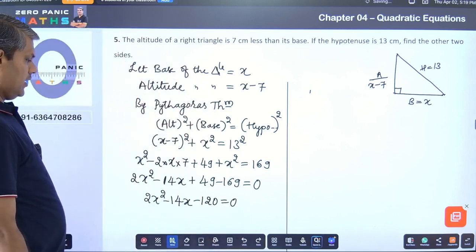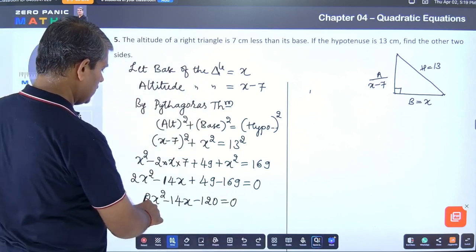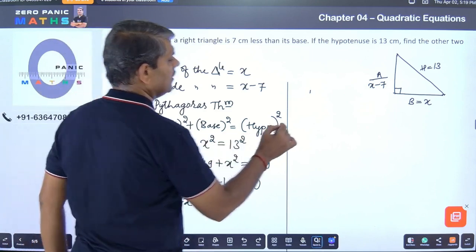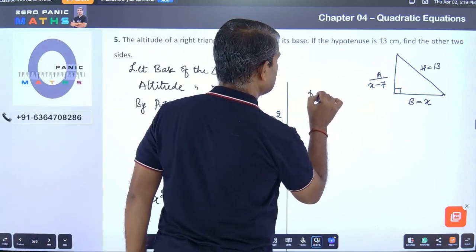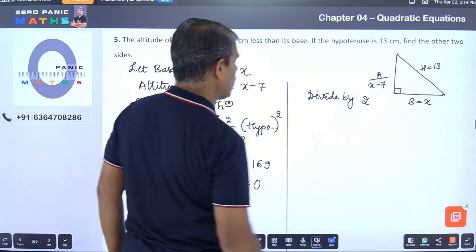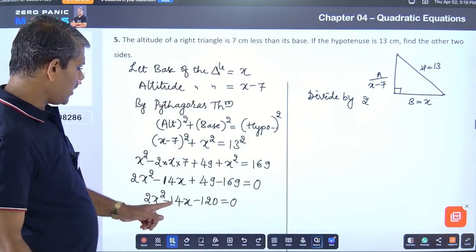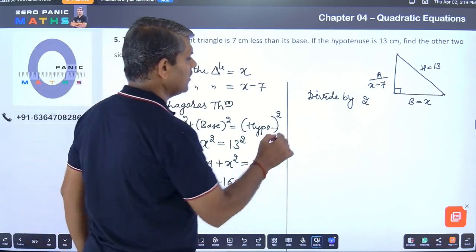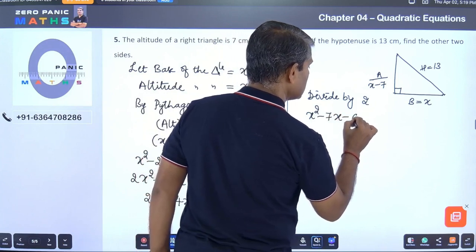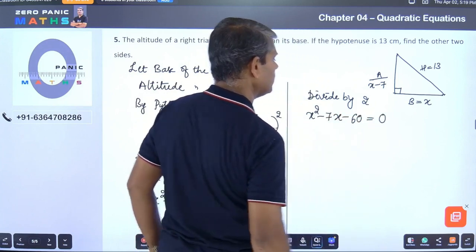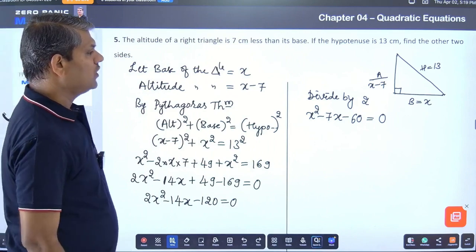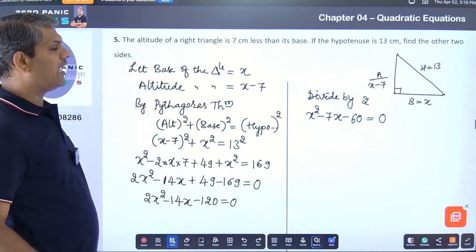Now divide by 2, you will get x square minus 7x minus 60. Divide by 2, just to avoid the 2 from here. X square minus 7x minus 60 is equal to 0. So this is the equation. We need to resolve that equation now.